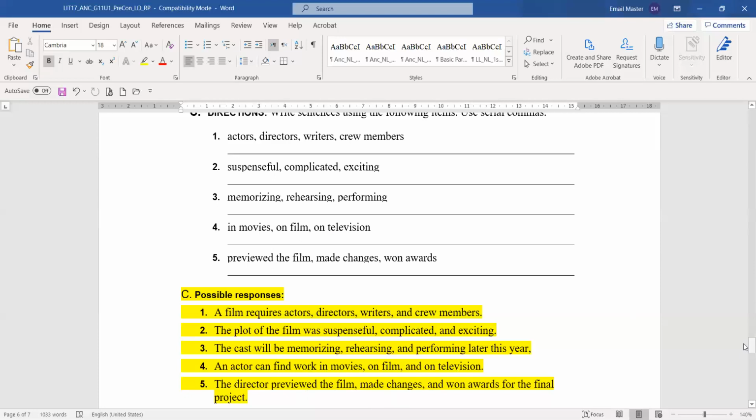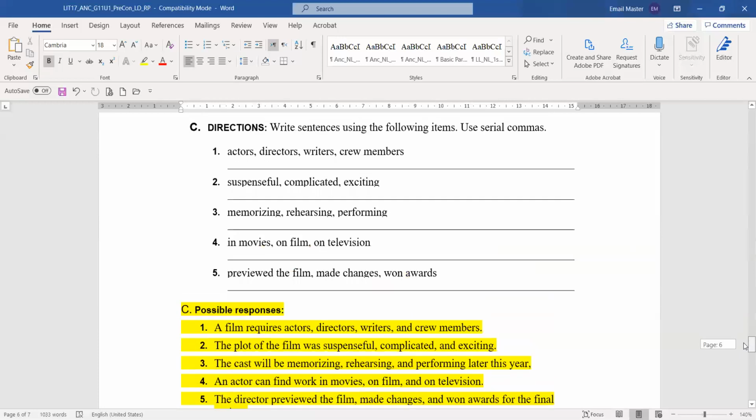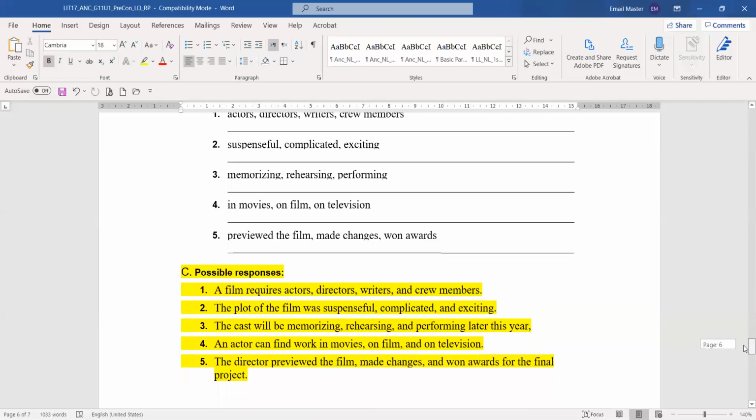So this is the end of the lesson. Please go back to the information that I have given you, and then solve your worksheets on your own.